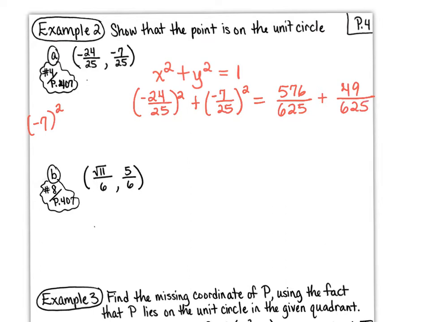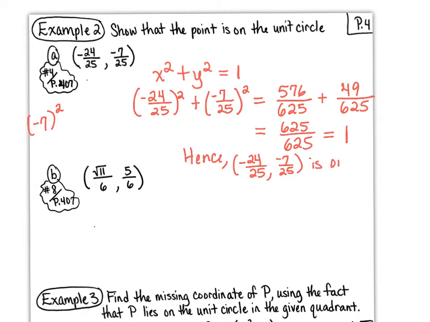625. What is 576 plus 49? 625. So you end up with 625 over 625, which is what? 1, right? Which means, hence, we know that negative 24 over 25, comma, negative 7 over 25 is on the unit circle. That's part A. That's how you verify that.